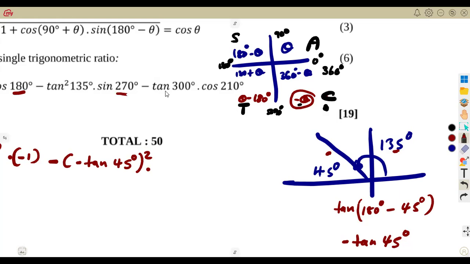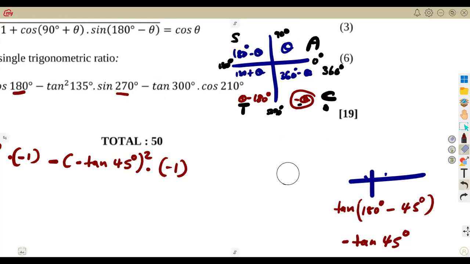Times sine 270. I was talking about this 0, 90, whatever these angles. Use your calculator when you see them. Do not even worry there. All right. Sine 270 is what? -1. Whether you use your calculator or use your head, no one is going to know that you have used your calculator there. All right.